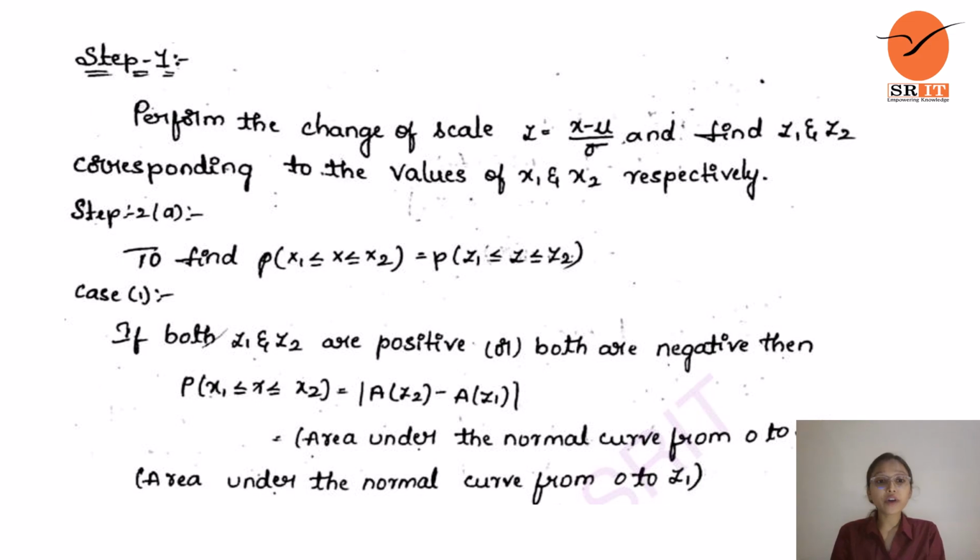Step 2 is to find p of x1 less than or equal to x less than or equal to x2, which is equal to p of z1 less than or equal to z less than or equal to z2. So case 1 is if both z1 and z2 are positive or both are negative, then p of x1 less than or equal to x less than or equal to x2 is equal to mod of A of z2 minus A of z1. Here A is nothing but area. So area under the normal curve from 0 to z1, area under the normal curve from 0 to z2. Right. Moving on to the next slide.